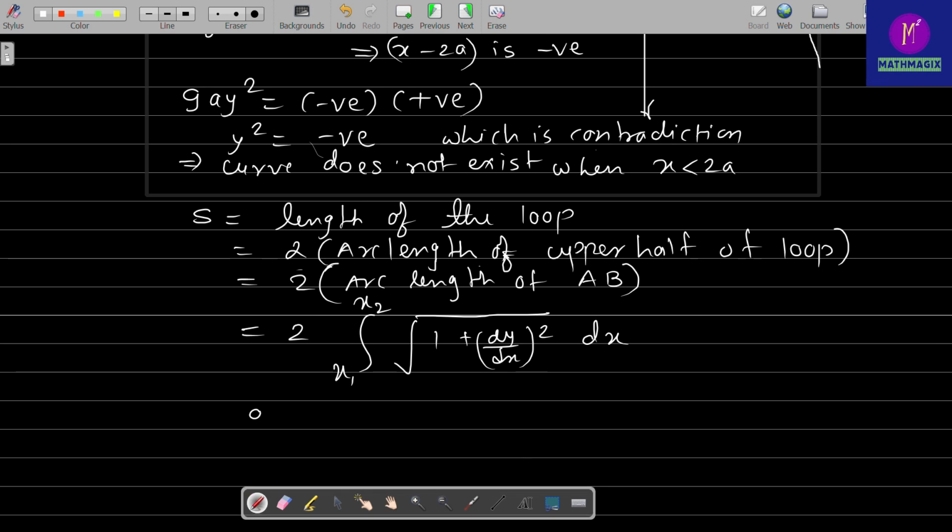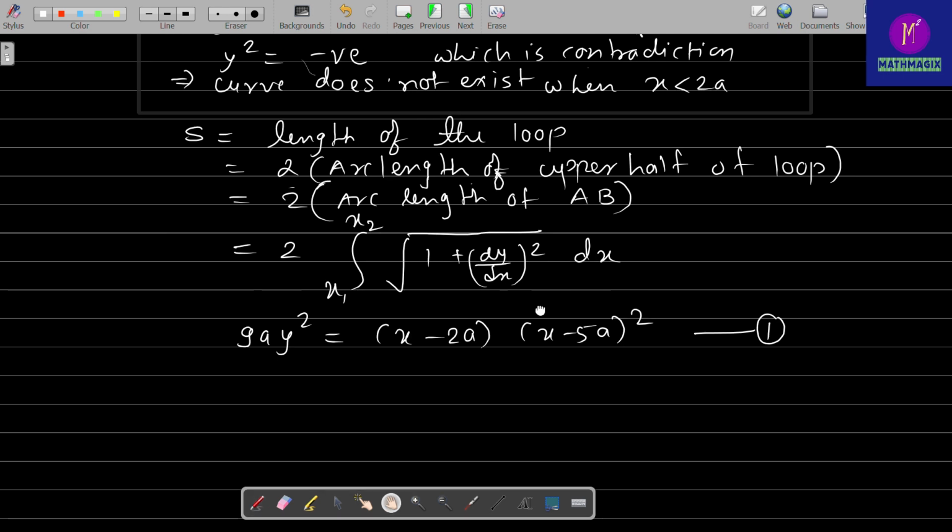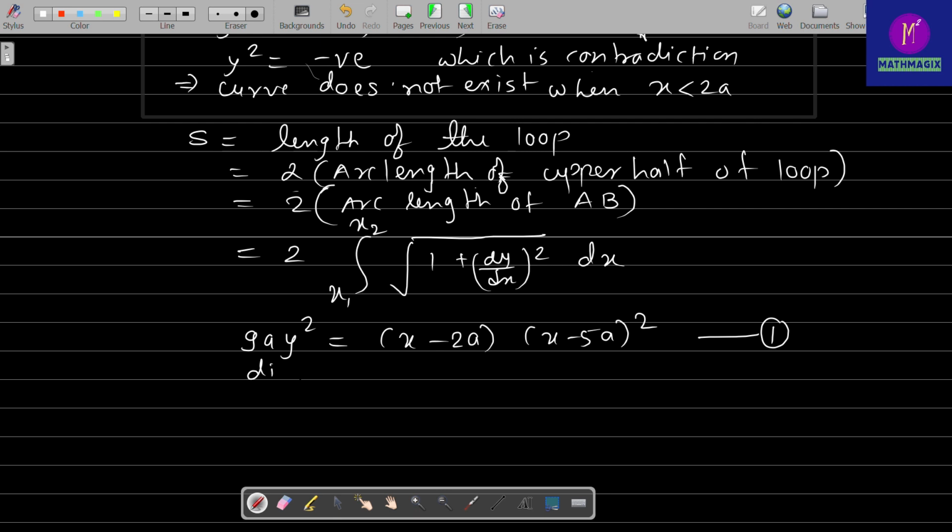So we have 9ay² = (x − 2a)(x − 5a)². Let us call this 1. Differentiating this with respect to x, we get 9a times the derivative of y², which is 2y dy/dx, equal to, again for (x − 2a)(x − 5a)², so I'm going to use the u·v rule to find the derivative.